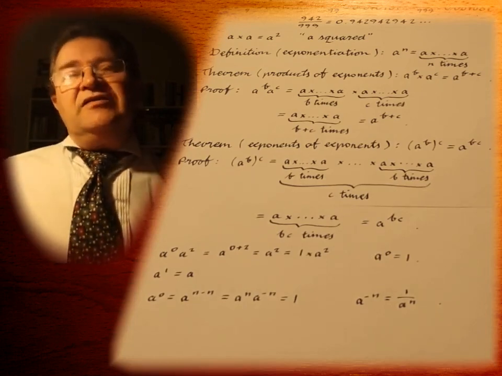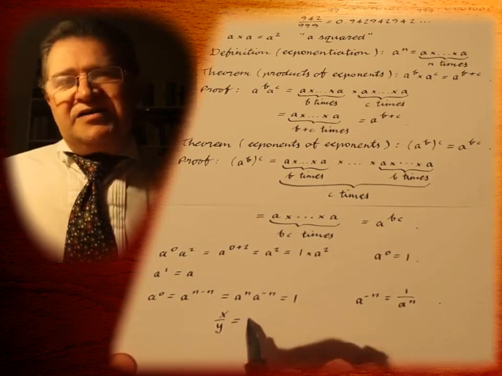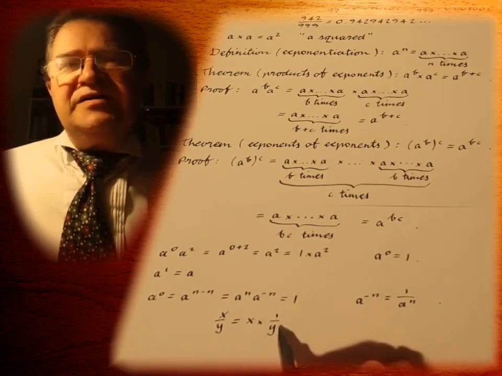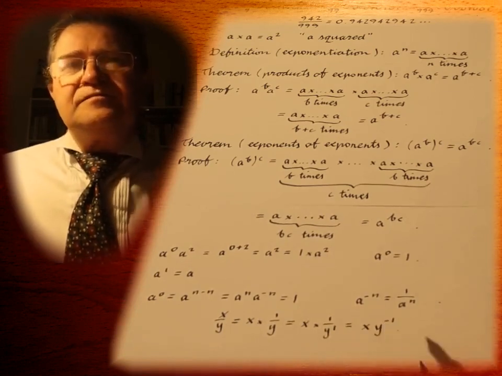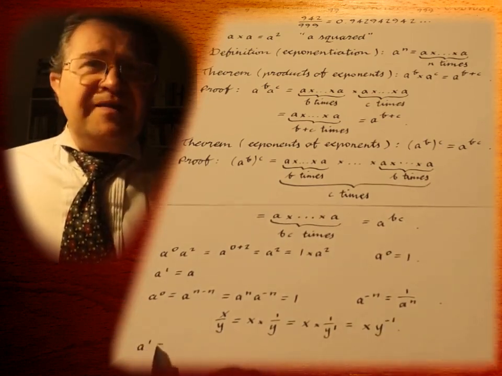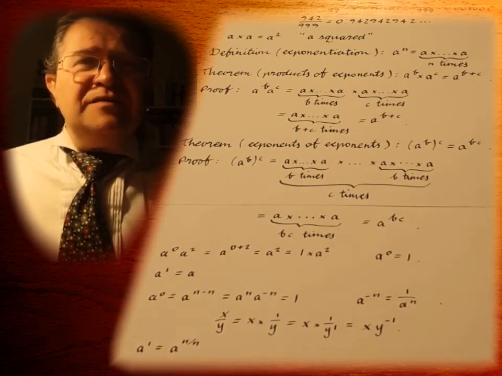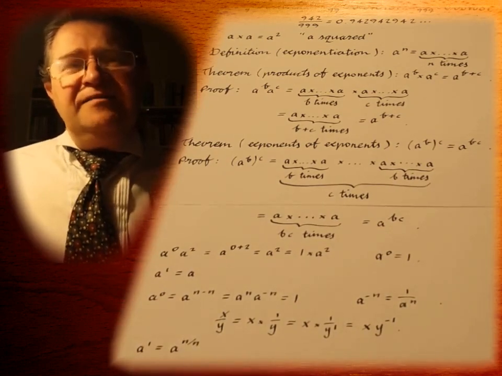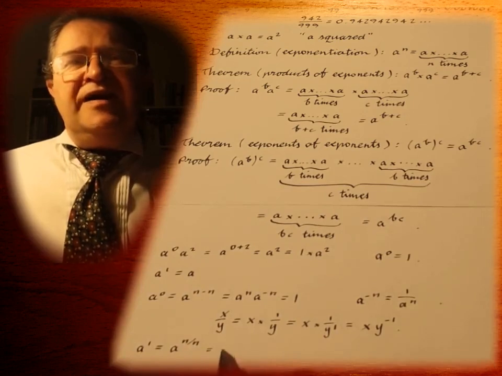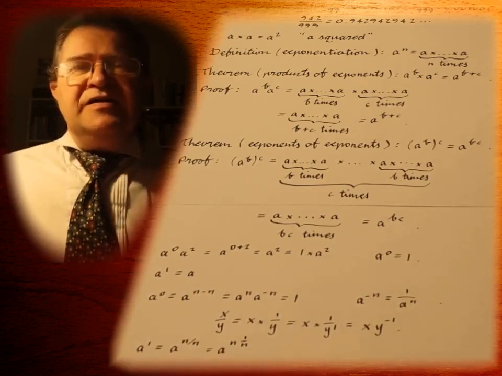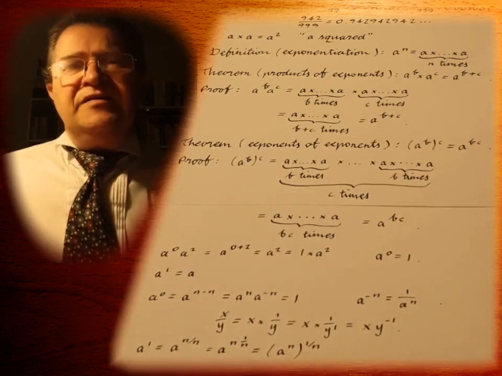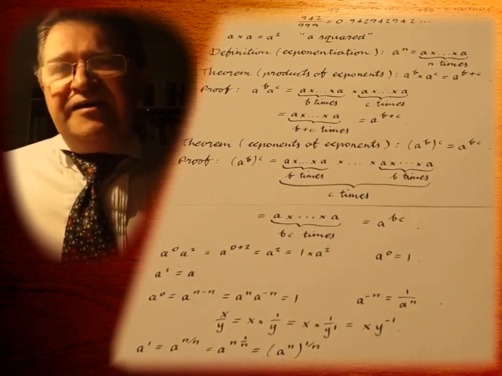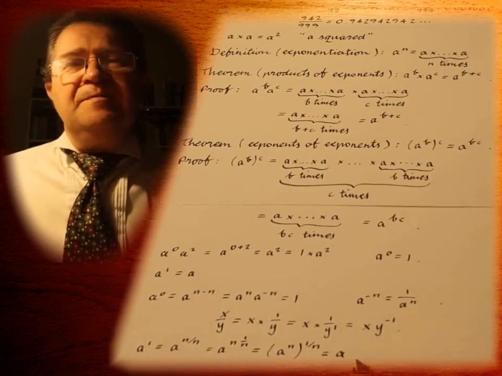Note now then that we can write x over y as x times 1 over y, which is x times y to the minus 1. Note again that a to the power of 1 is a to the power of n over n, which is a to the power of n times 1 over n, which is a to the power of n, to the power of 1 over n, and this is just a, because anything to the power of 1 is just itself.